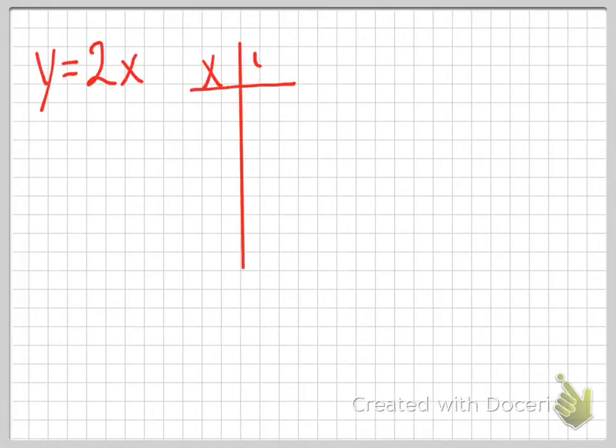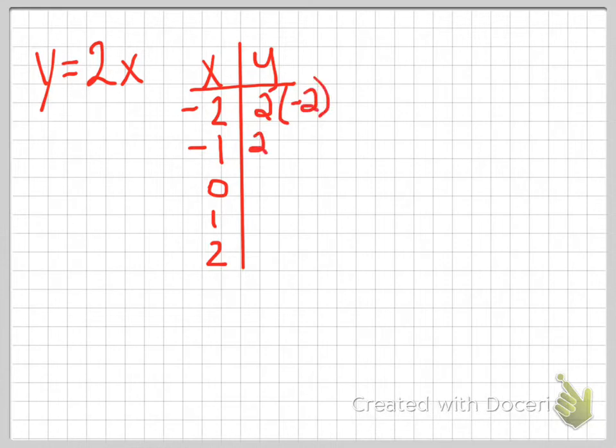So we're going to look at the equation y equals 2x. For right now, we've been plugging in points. So we're going to plug in negative 2, negative 1, 0, 1, and 2 into this equation and see what y value we get. Remember that we talked about x being the input and y being the output, or x being the independent variable and y being the dependent variable.